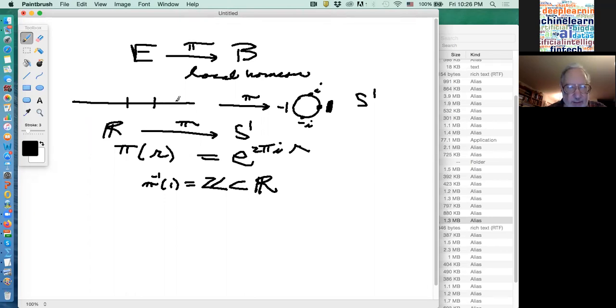So we have this going on here, 0, 1, 2, -1, -2. And if you were to take a little neighborhood of 1, then the inverse image of a little neighborhood of 1 would be a little neighborhood of 0, a little neighborhood of 1, a little neighborhood of 2, a little neighborhood of -1, a little neighborhood of -2, a stack of copies of this neighborhood here. It's locally a homeomorphism, and the inverse image of a neighborhood is a disjoint collection of copies of that neighborhood. That's a good example of a covering space.